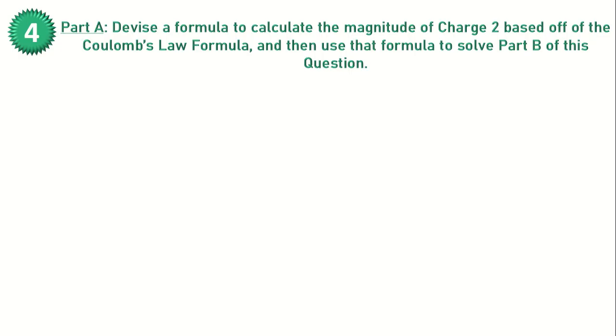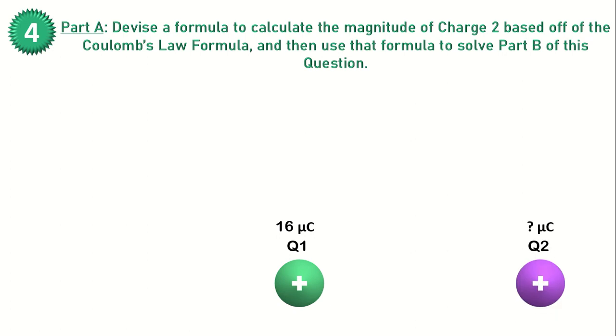Alright, let's do another application problem. So number 4, part A. Devise a formula to calculate the magnitude of charge 2 based off of the Coulomb's law formula, and then use that formula to solve part B of this question. Alright, so let's illustrate this once again. So Q1 is 16 microcoulombs. Q2, we don't know how many microcoulombs Q2 is. We need to solve for that. That's what we're solving for.